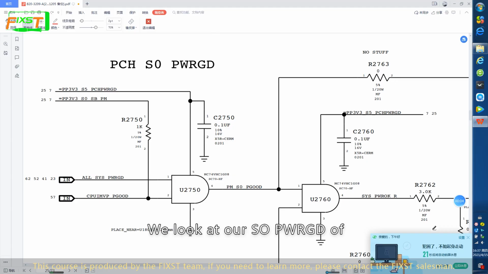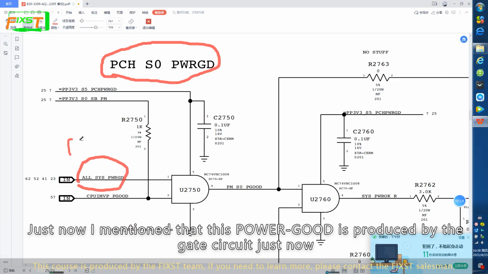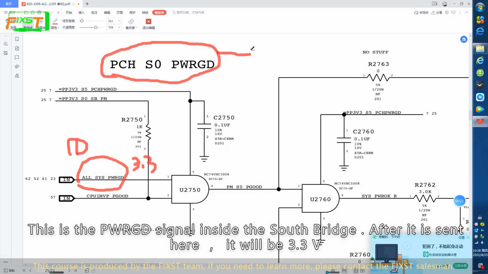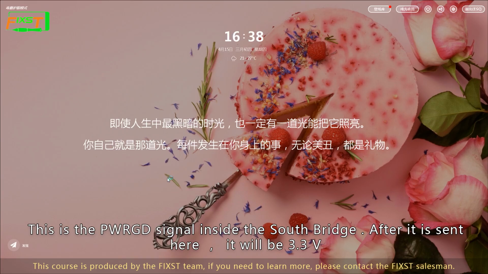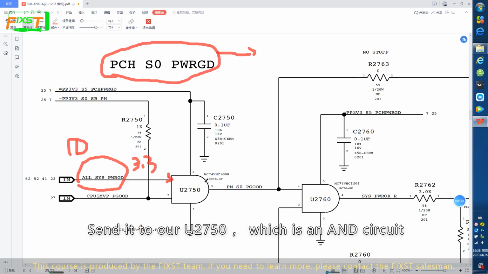We look at our S0 PWRGD. This is the power grid just mentioned as YSO, after generating. Just now I mentioned that this power grid is produced by the gate circuit. Its 3.3 volt is sent here. This is a PWRGD signal inside the Southbridge. After it is sent here, it will be 3.3 volt. Send it to our U2750, which is an AND circuit.